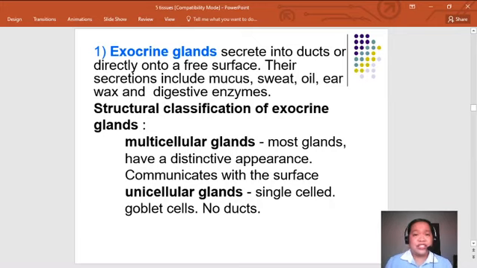So the structural classification of exocrine glands is either multicellular or unicellular glands. One example of unicellular glands is the goblet cells. These are found between the columnar epithelium in the walls of the intestine.